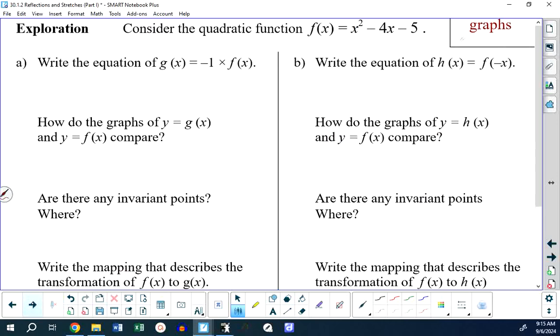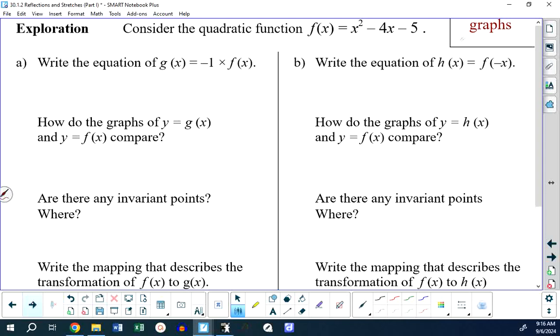All right. So we're going to explore something here. Let's consider this quadratic function f of x equals x squared minus 4x minus 5. The first little thing that we did was simply to get you used to the idea of what a reflection is and what invariant points are. So it says, write the equation of g of x if g of x is equal to -1 times f of x.